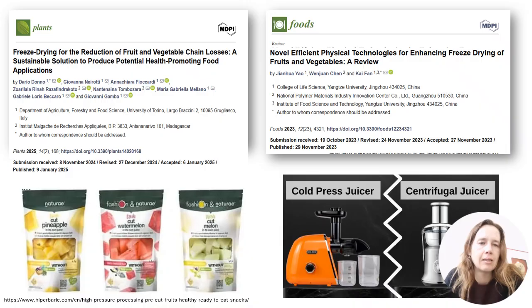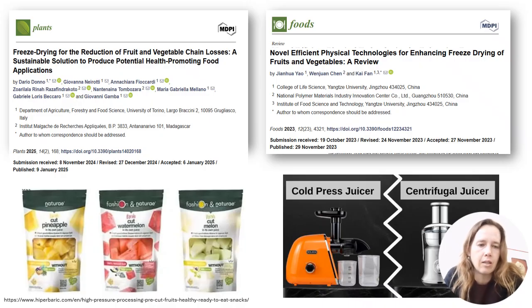Here we have the publications about the types of processing. The first one is about freeze drying for the reduction of fruit and vegetable chain losses, a sustainable solution to produce potential health promoting food applications. That's a good way to go about freeze drying.